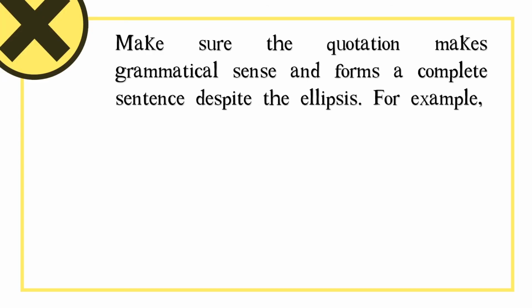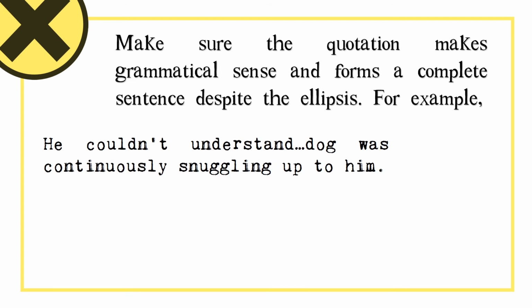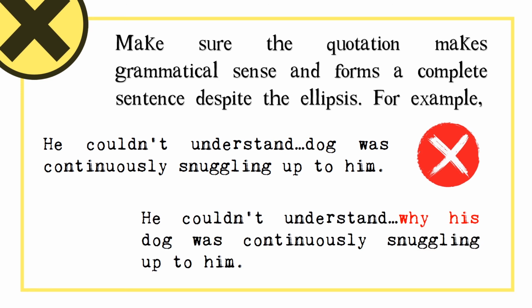Secondly, make sure the quotation makes grammatical sense and forms a complete sentence despite the ellipsis. For example, "he couldn't understand the dog was continuously snuggling up to him" is wrong, but "he couldn't understand why his dog was continuously snuggling up to him" is correct, because it makes grammatical sense and forms a complete sentence.